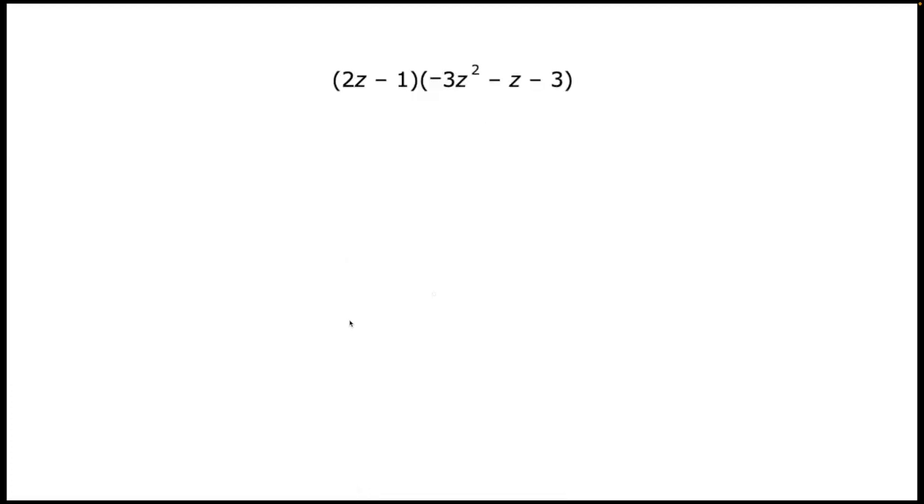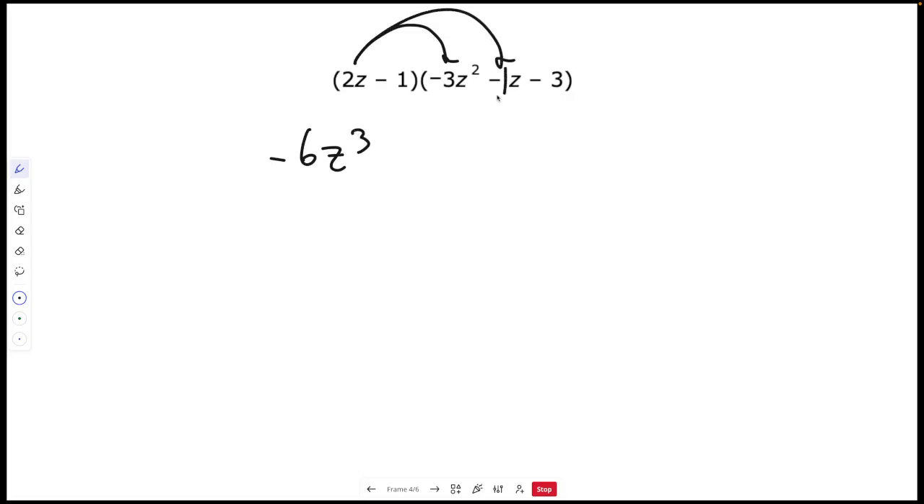For this last type of problem, we need to distribute, and we're going to distribute one at a time. So we do 2z times -3z squared, which is -6z cubed. Then we do 2z times -1z, which is -2z squared. Then we do 2z times -3, which is -6z.